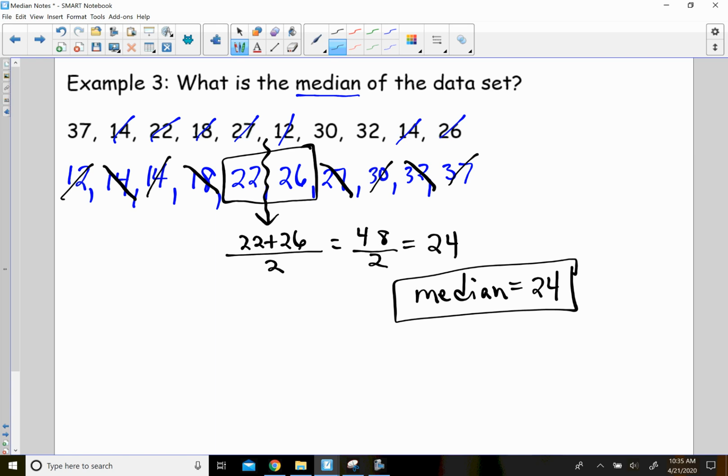All right, so now it is your turn to try out 2 questions to find the median. Good luck, and I'll check back in.